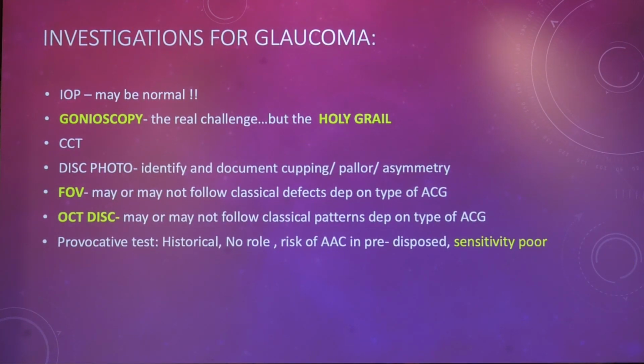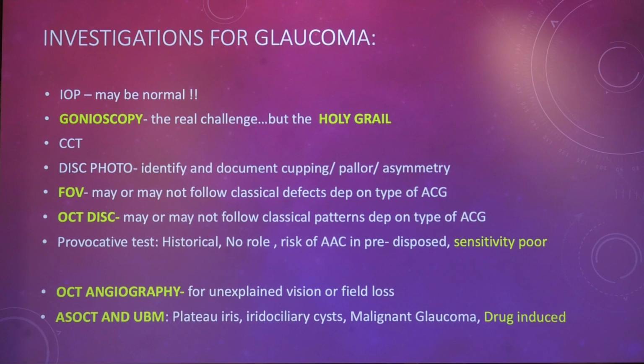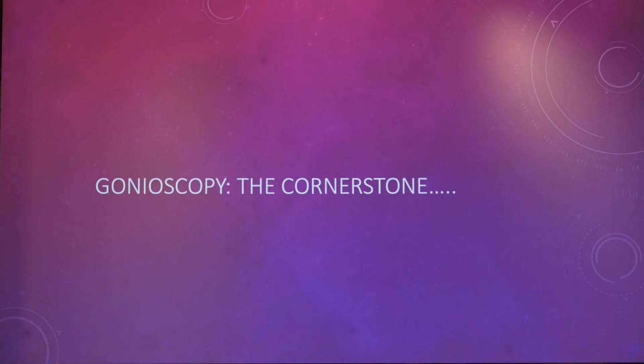Investigations of glaucoma are pretty common, but remember that gonioscopy is the holy grail, and more so in case of angle closure disease. Apart from that, a point about provocative tests: they are historical with no role, and they put the patient at risk of angle closure in predisposed eyes, and the sensitivity is poor. OCT angiography does give us a nugget of information which I shall just show you. And ASOCT and UBM are for specific situations like plateau iris, cysts, malignant glaucoma, and drug induced. We can use them on a per case basis.